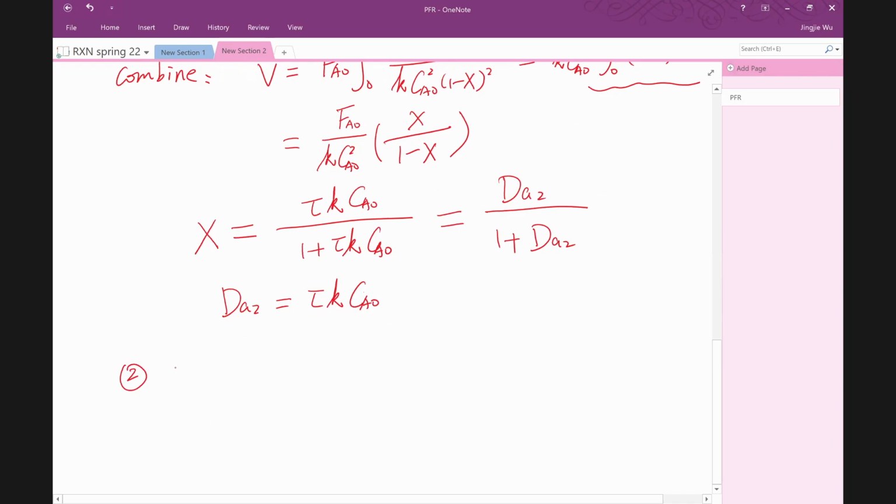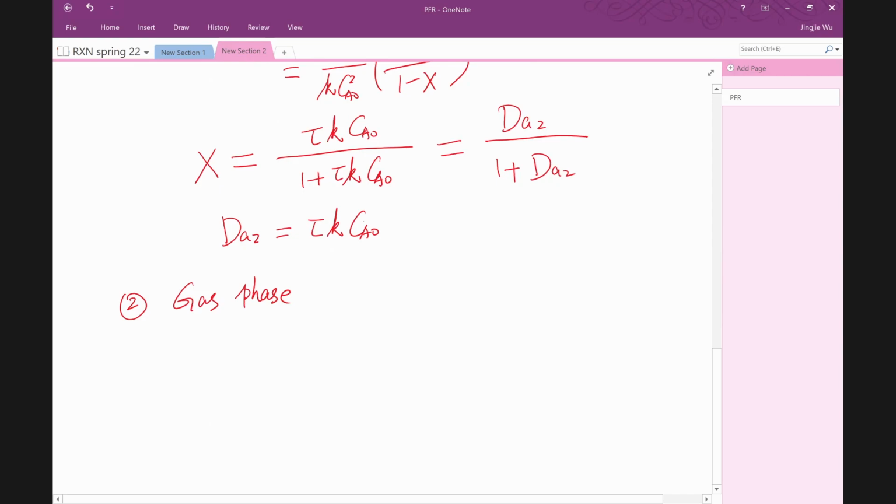I think a lot of students get confused about the gas phase. So to clarify or simplify it: what does the gas phase mean? The volumetric flow rate changes because of the stoichiometry of your reaction. Sometimes your gas volume increases, sometimes it decreases, depending on the stoichiometry of the reaction. So again, the volume or the volumetric flow rate changes.